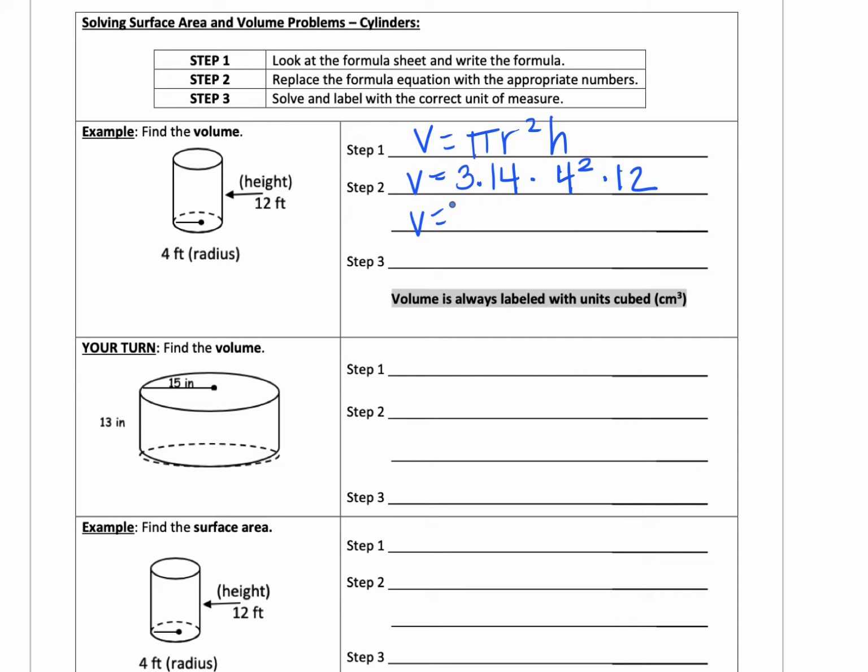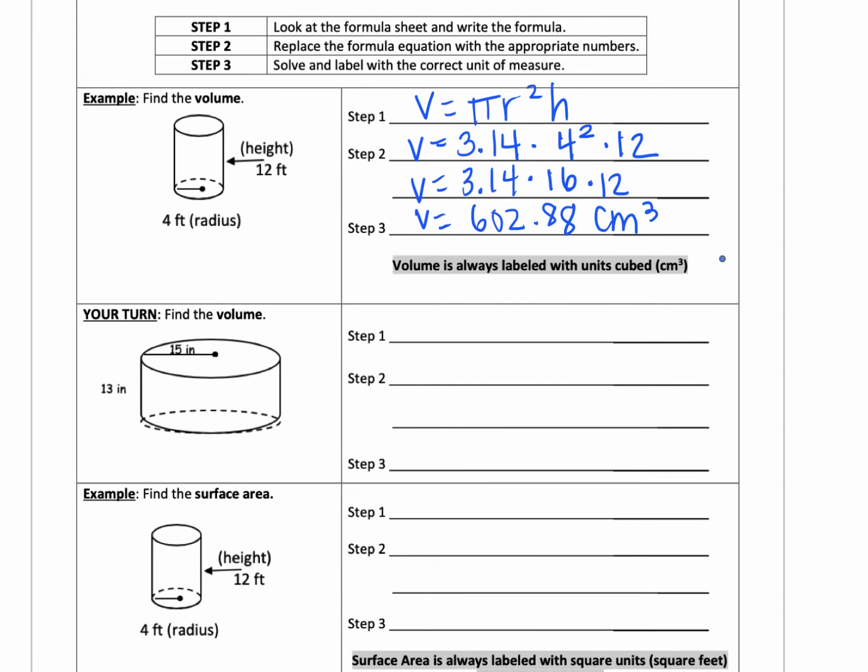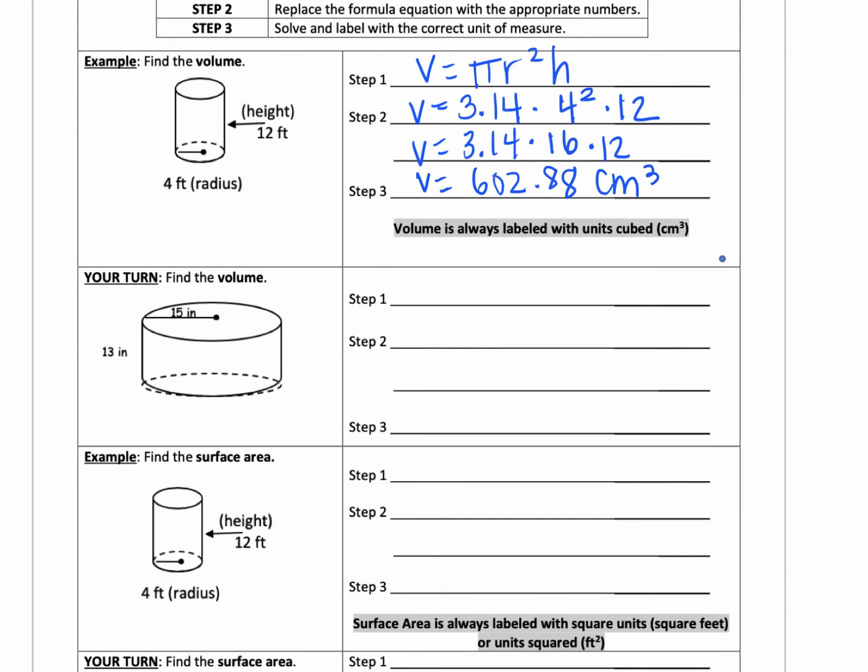So using GEMDAS, we bring down 3.14 and our multiplication sign, and we take care of our exponent. 4 squared means 4 times 4, which is 16. Bring down the rest. Once we have all multiplication, we can just go ahead and multiply everything together here, and our volume becomes 602 and 88 hundredths, and we are talking about centimeters cubed because we're back in volume here, so we need cubic units. If you want to pause and try the next one on your own, you're more than welcome to.